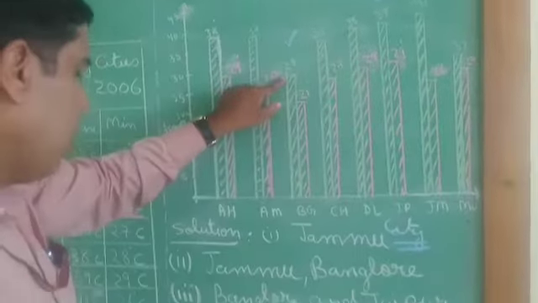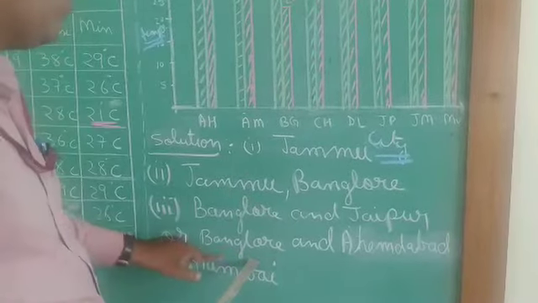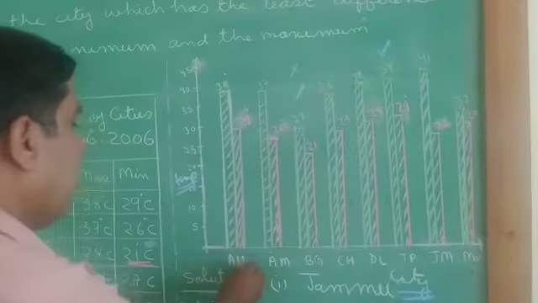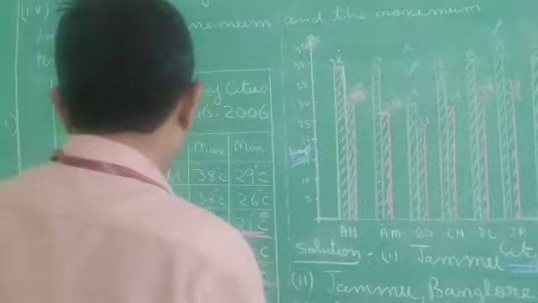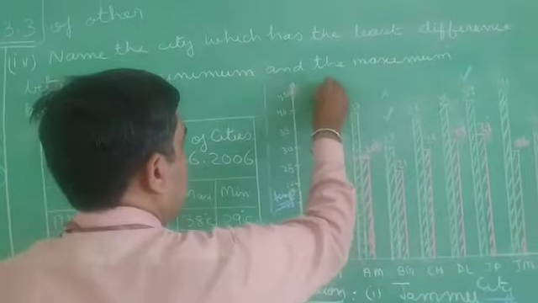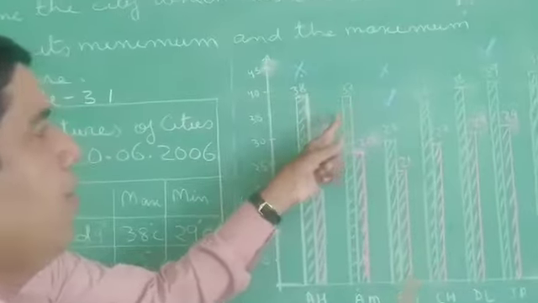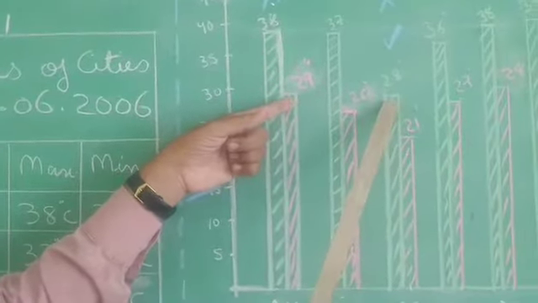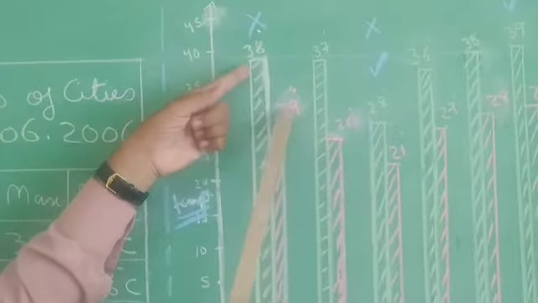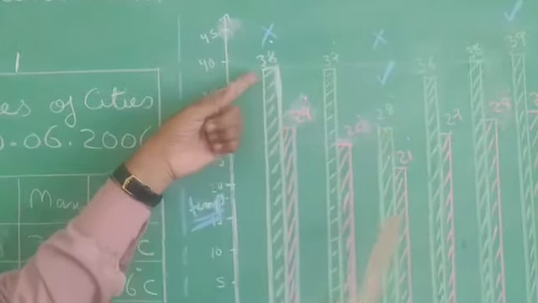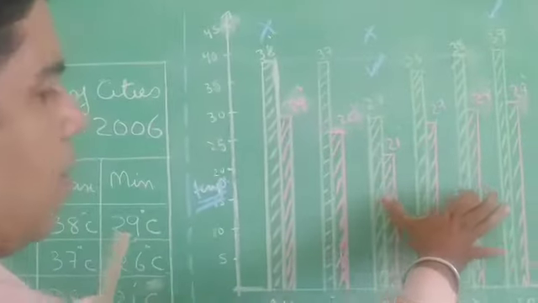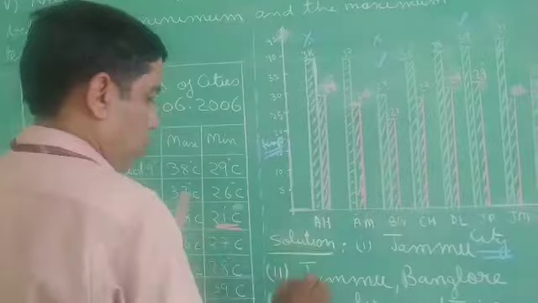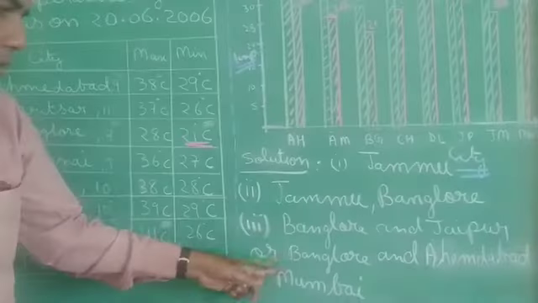So this is one answer. One more answer is also possible: Bangalore and Ahmedabad. Ahmedabad is this one, I have shown it here. Ahmedabad's minimum is 29, and 28 is less than 29. So these two pairs are there: one is Bangalore and Jaipur, and one is Ahmedabad and Bangalore. Right, this is the third part.